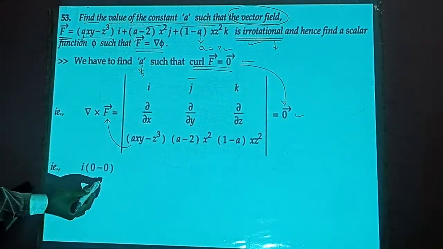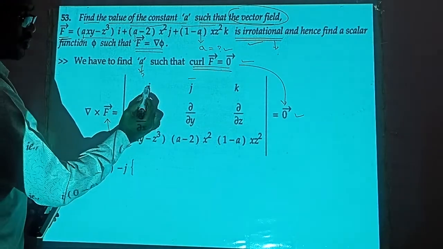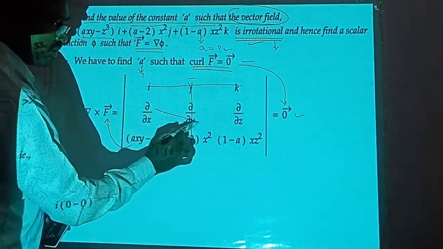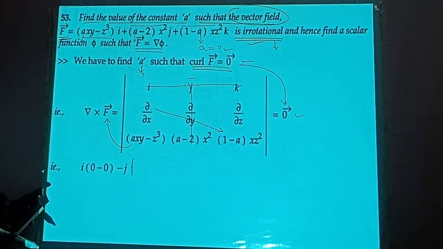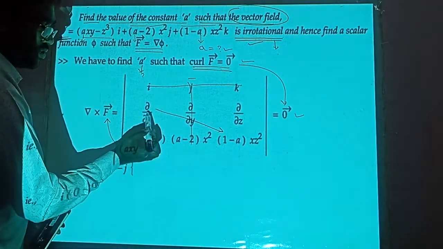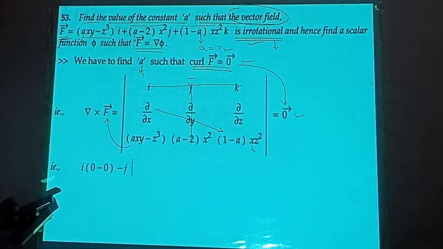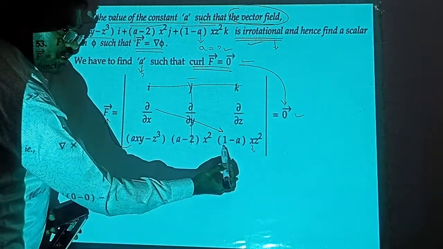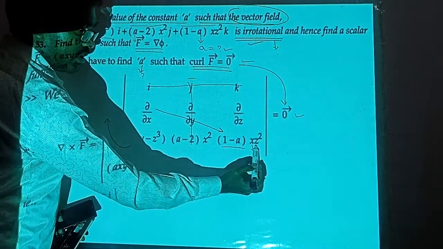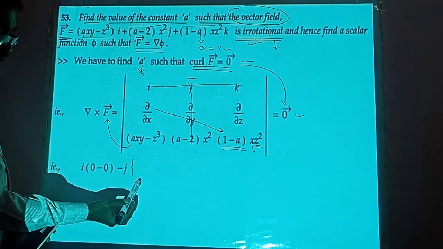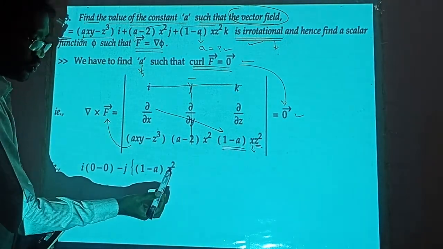Minus j into, we neglect this row and this column, we cross multiply dou by dou x of this. What happens? Let us see if you differentiate this with respect to x. Here we have x. It is not independent of x. It is depending on x. What are all constants we have? 1 minus a and z square are the constants. So we write 1 minus a into z square as it is.